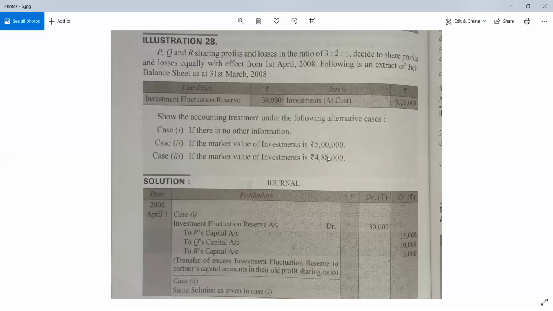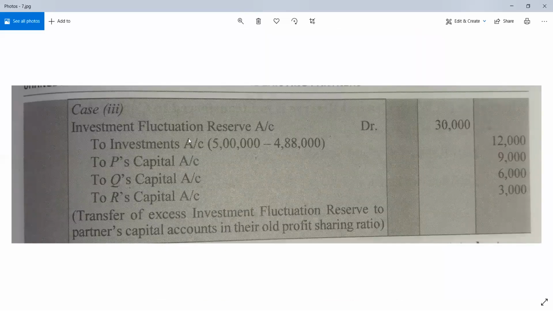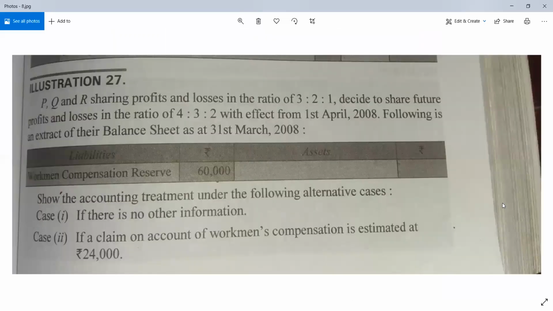Let's see the solution. What will happen? Investment fluctuation fund is 30,000, so it will be closed by debiting investment fluctuation fund account 30,000. How much is the loss? 5 lakh minus 4 lakh 88,000 is 12,000, right? So 12,000 will be transferred to investment account, and the remaining 18,000 will be transferred to partners' capital accounts in the ratio 3:2:1. So investment fluctuation reserve account debit 30,000, to investment account 12,000, to P's capital account 9,000, to Q's capital account 6,000, to R's capital account 3,000. This is how the situation appears.